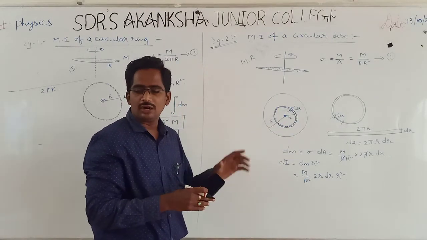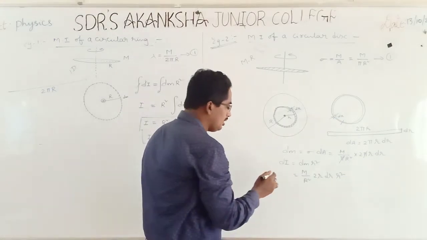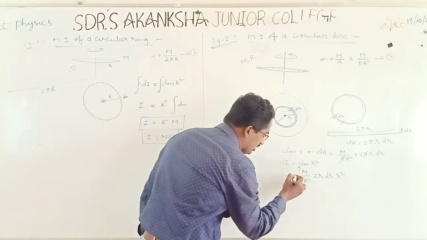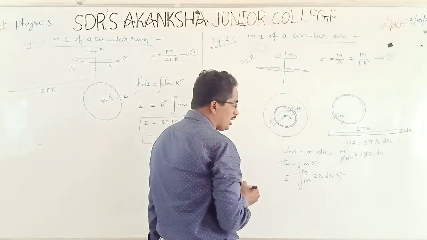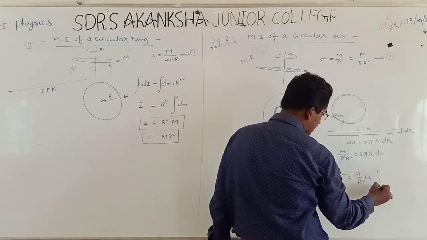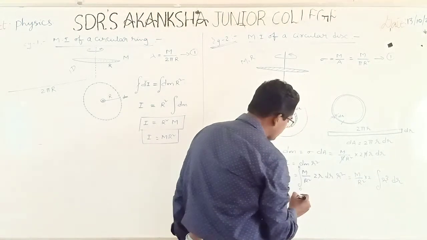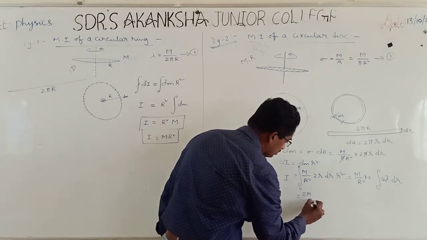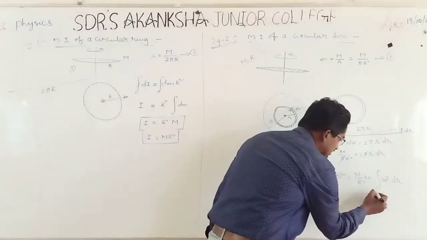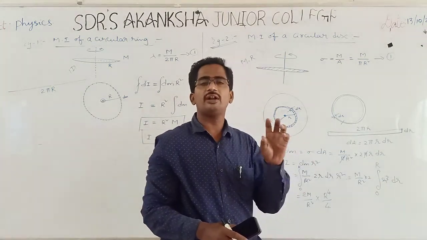For getting the total moment of inertia, we are going to integrate that one with the limits 0 to R. Now what shall we get here? M by r square into 2 integral r square into r, that is r cube dr. Totally what we get? 2m by r square into r power 4 by 4. I think you have an idea about integration. That's why I wrote it directly. Integral r cube dr being r power 4 by 4.